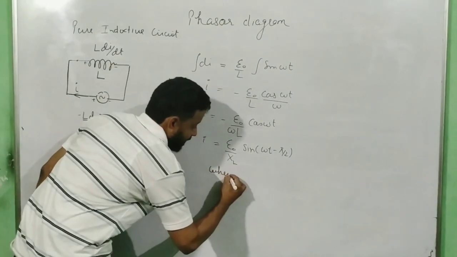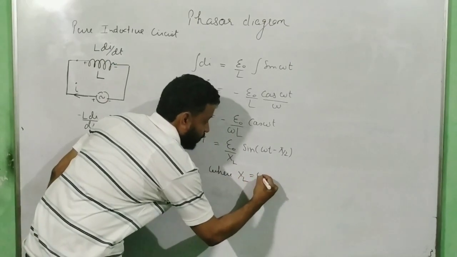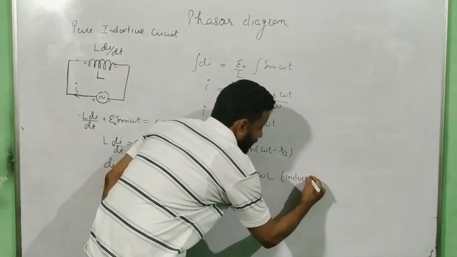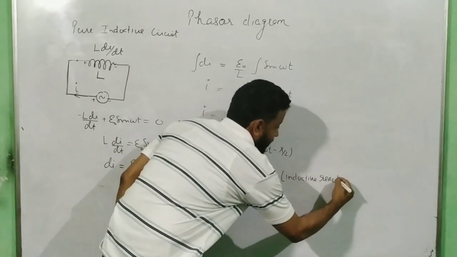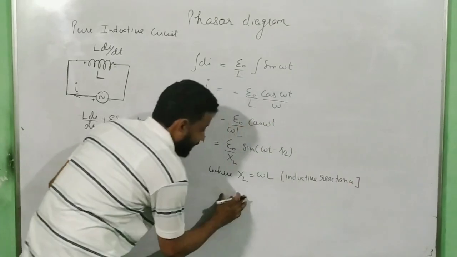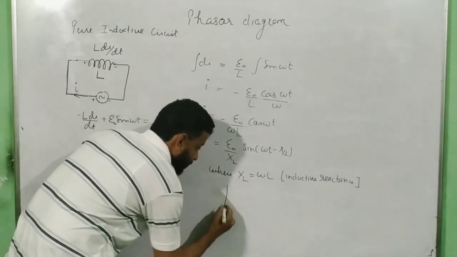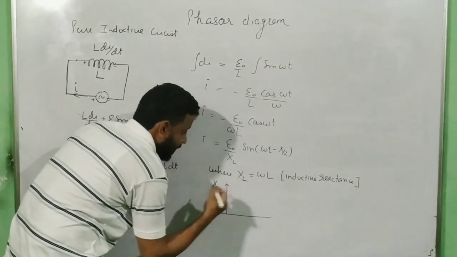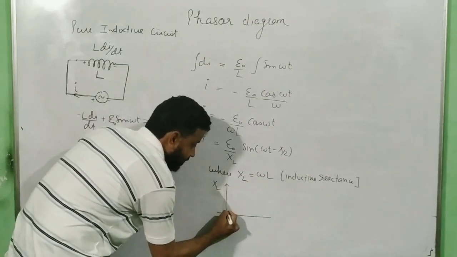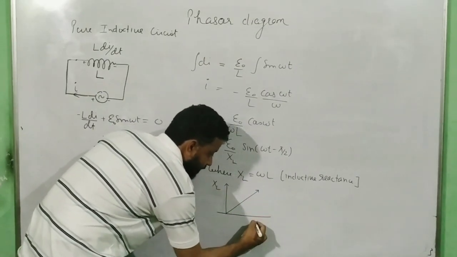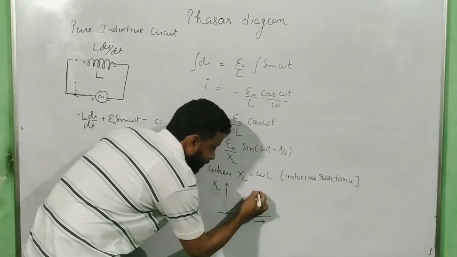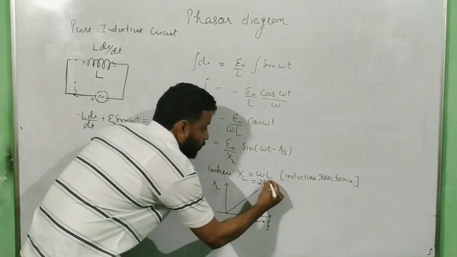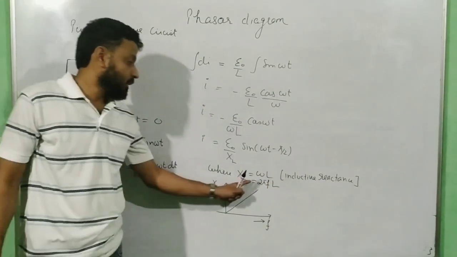Where XL is equal to omega L, and it is referred to as inductive reactance. Definitely it will have a graph now. If you can see, it is directly proportional. Directly proportional means it will have a graph which will be like this. Mark my word, this is a very important graph. The graph looks like this. This is frequency, because omega I can write as 2 pi f into L. XL equal to omega L.